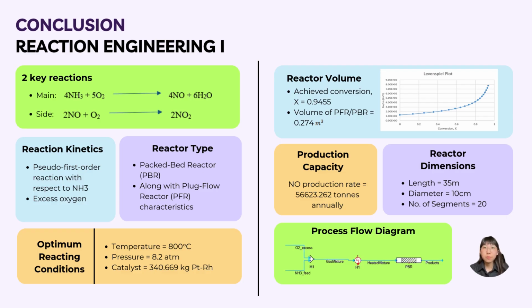To conclude, the proposed PBR with PFR characteristics ensures optimal ammonia oxidation under extreme reacting conditions. Achieving a 94.55% conversion rate, the reactor operates efficiently with minimal volume while maximizing catalyst utilization. With a production capacity of about 57,000 tons of nitric oxide annually, the design effectively balances performance, selectivity, and operational feasibility.